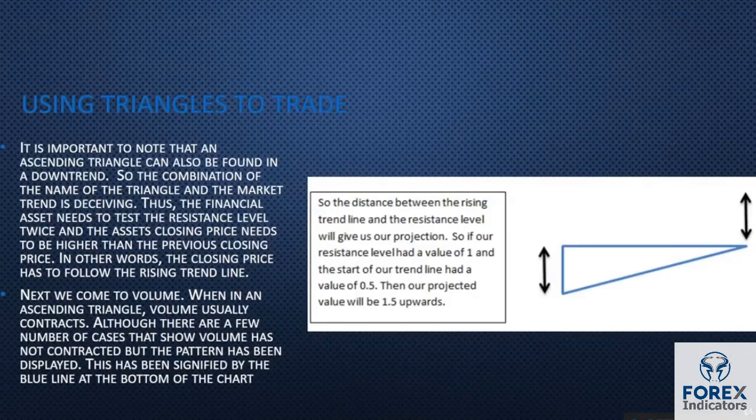There we go. Okay, using triangles to trade, it is important to note that an ascending triangle can also be found in a downtrend. So the combination of the name of the triangle and the market trend is deceiving. Thus, the financial asset needs to test the resistance level twice, and the asset closing price needs to be higher than the previous closing price. In other words, the closing price has to follow the rising trend line.